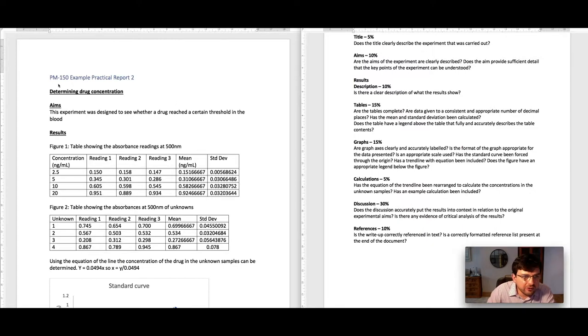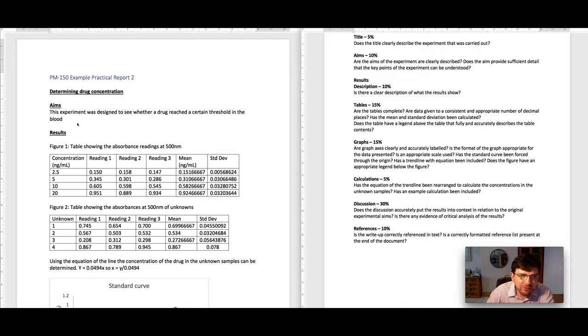So if we look at the title, Determining Drug Concentration, again, this is actually quite a weak title. It doesn't dramatically improve on what we had in the first one, which was just standard curve. But we do at least know that we're trying to determine what concentration a drug is at. But again, there's no real context. So again, this title would probably only get one or two of the marks available.